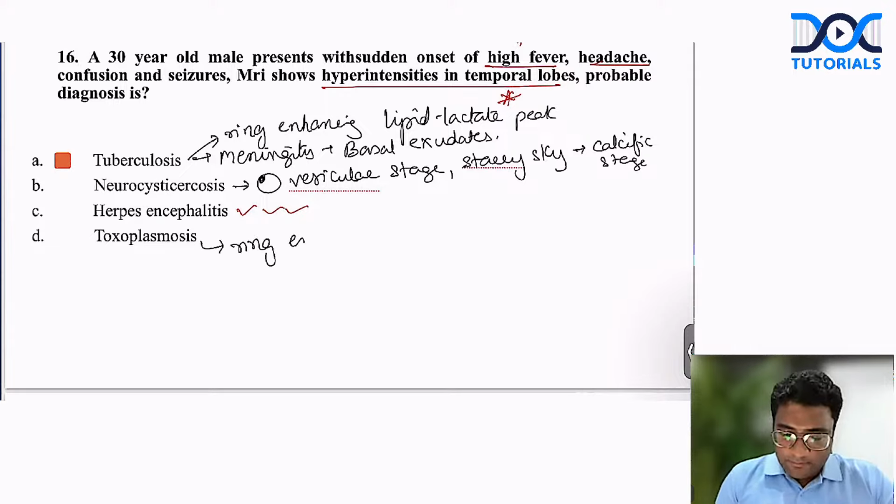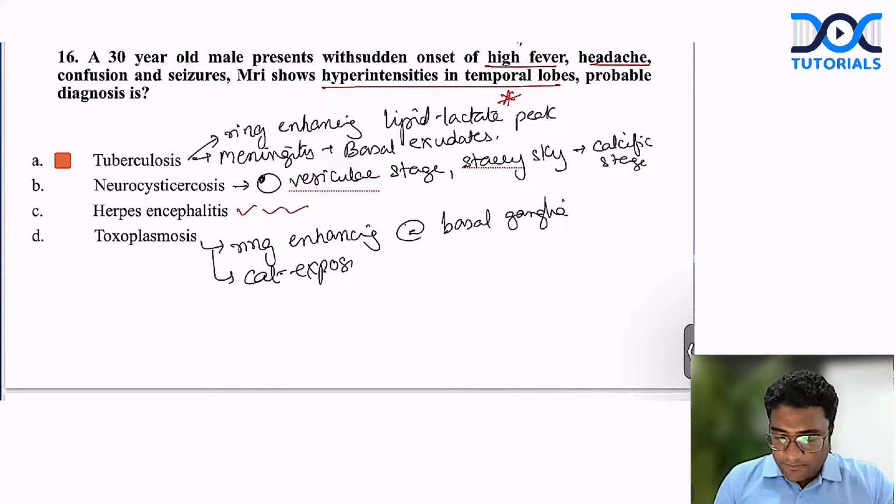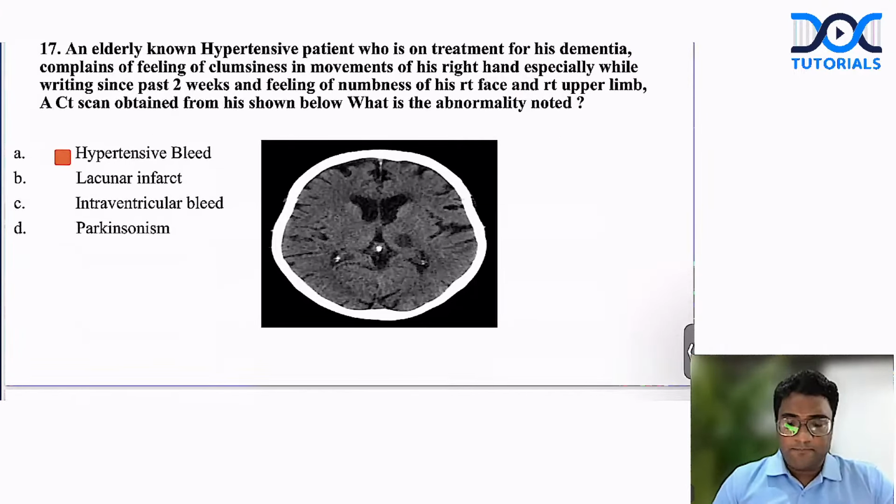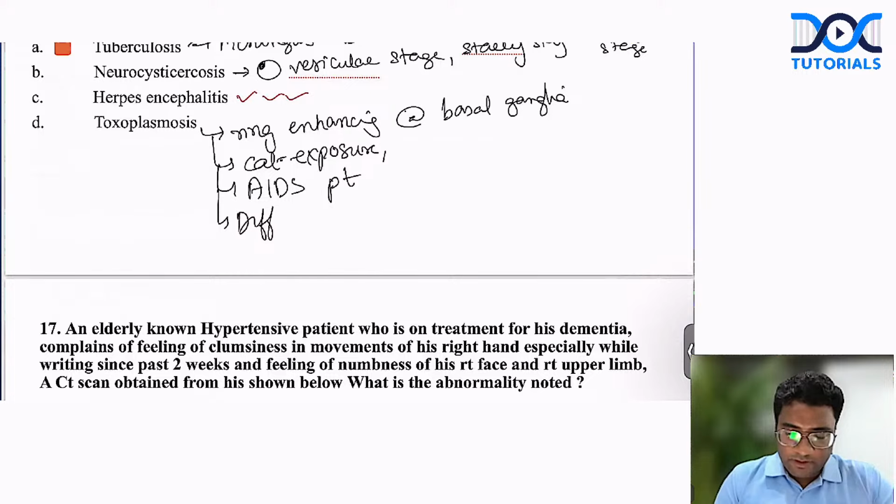Toxoplasmosis is a ring enhancing lesion, usually at the basal ganglia, especially when there is cat exposure or an AIDS patient. Important is AIDS patient. So ring enhancing lesion showing lipid lactate peak, think of tuberculomas. TB meningitis will have basal exudates. Temporal lobe involvement is commonly seen with herpes simplex encephalitis. In neurocysticercosis, the vesicular stage has a cyst with central scolex, and the calcific stage has starry sky appearance. Toxoplasmosis will also show diffuse nodular calcifications.